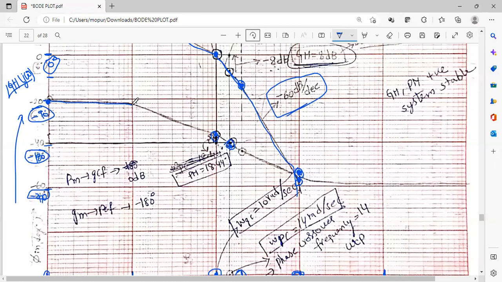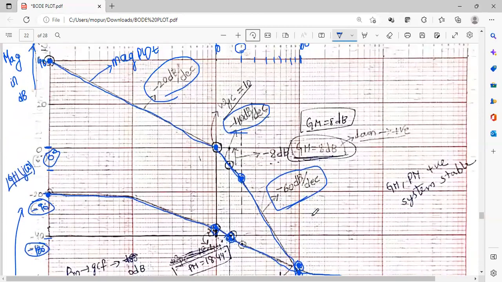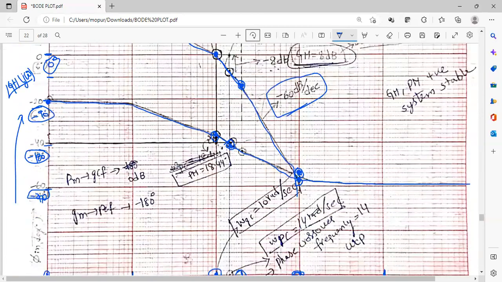You should not join the phase angle plot with a scale. You can join the magnitude plot with a scale, but the phase angle plot you should draw freehand. And it goes to infinity like this. Now this is the phase angle plot. We have drawn the magnitude plot and the phase angle plot. This is the magnitude plot and this is the phase angle plot.